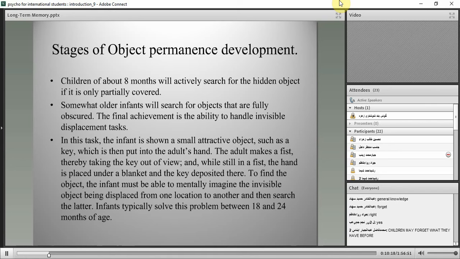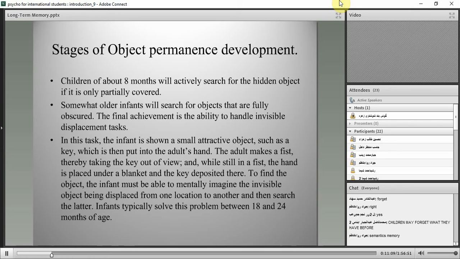Somewhat older infants will search for objects that are fully obscured. The final achievement is the ability to handle invisible displacement tasks: even if you hide the object, and even if you displace it, they still search for it. Why? Because of the development of their semantic memory. Around 8 months, infants operate on the principle of out of sight, out of mind. But as infants grow up, they search for the hidden objects.